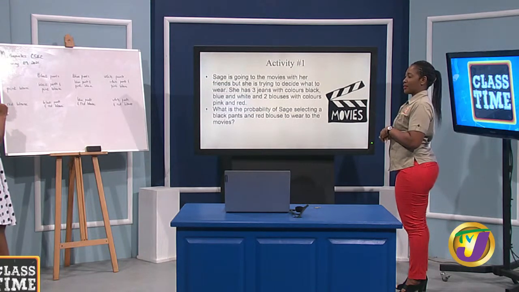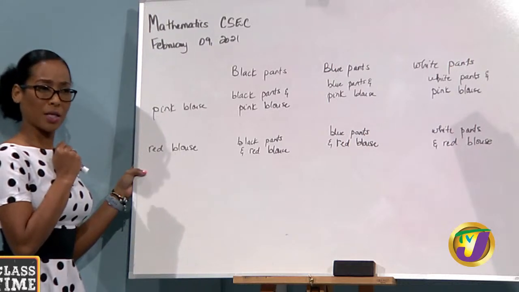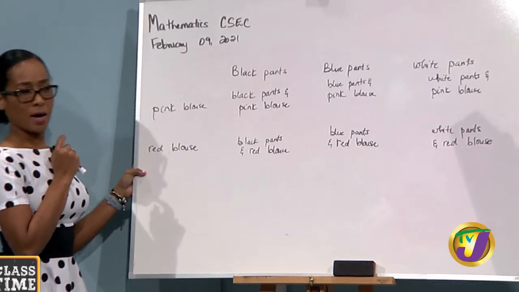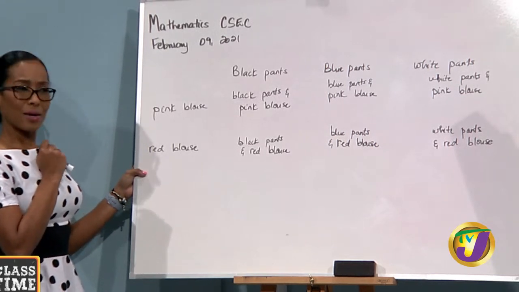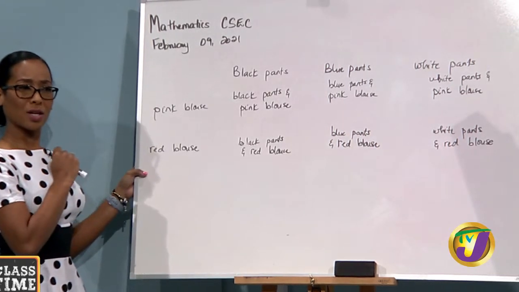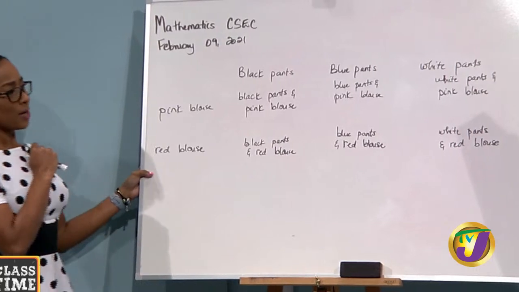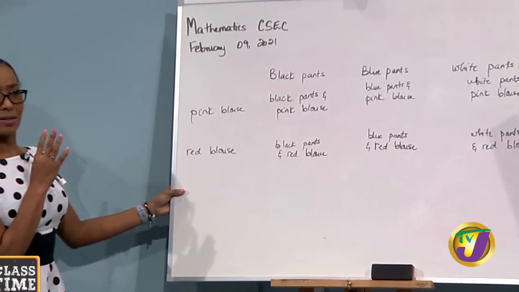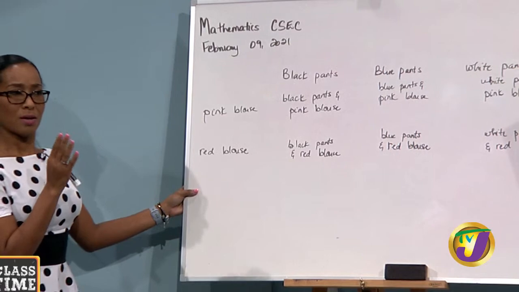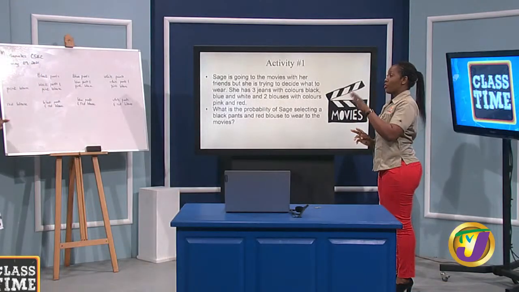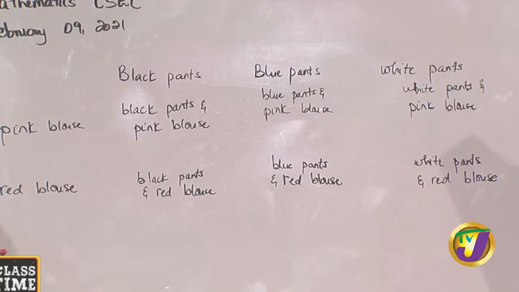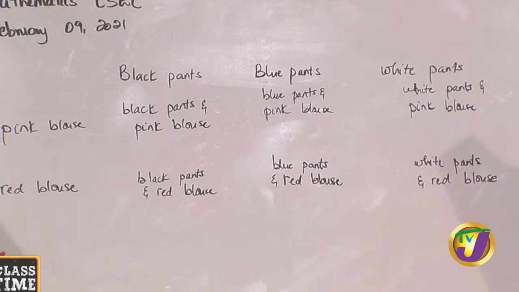But before we even go to how many combinations as it pertains to the black pants and the red blouse, let's take a look at the total combinations here. Okay. So right here, we're seeing that she has 6 possible outcomes. She can combine those 2 blouses with those 3 pants 6 different ways. So those are 6 possible different outcomes, right?